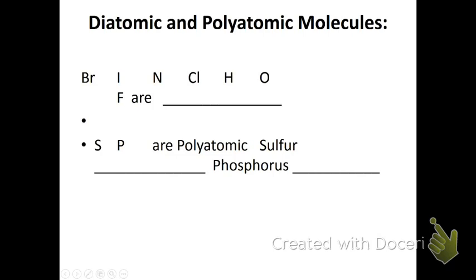Okay, so just a reminder of your Brinkelhoffs. They're the diatomics. We write them as H2, Br2, all that stuff. We're not going to worry so much about sulfur and phosphorus being polyatomic. I will mention it real briefly. Sulfur is usually S8.